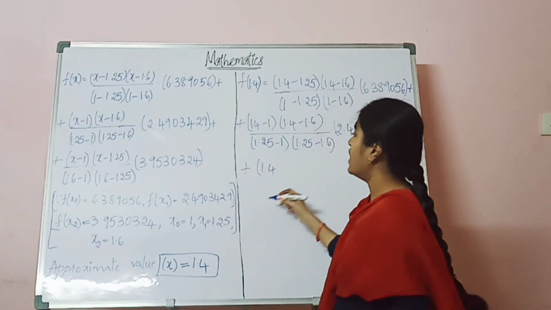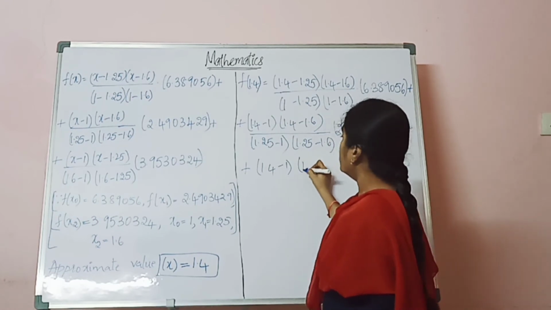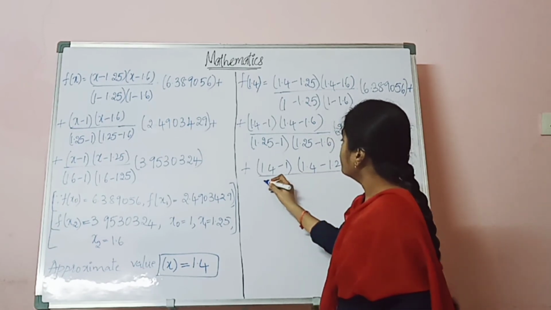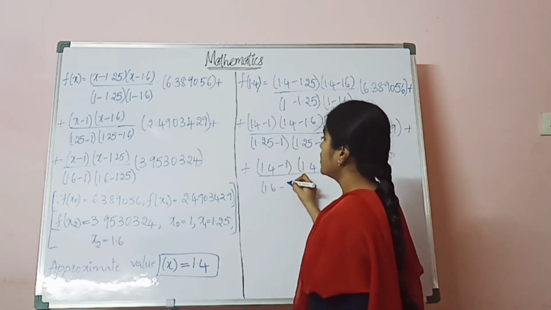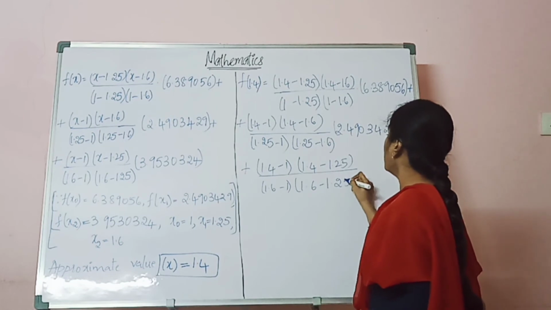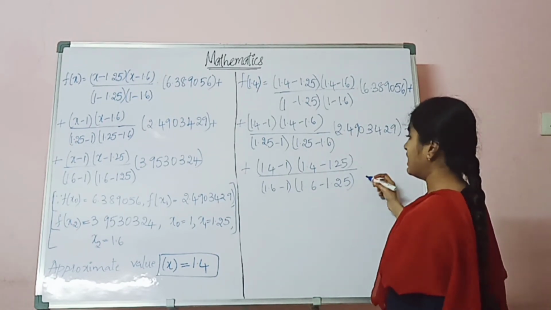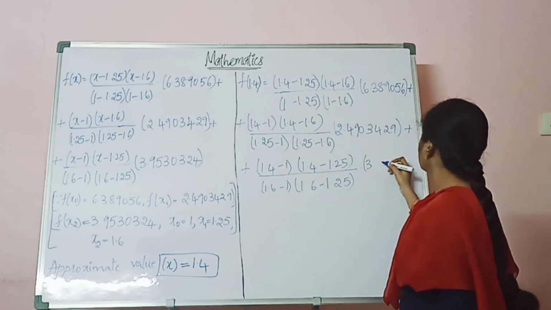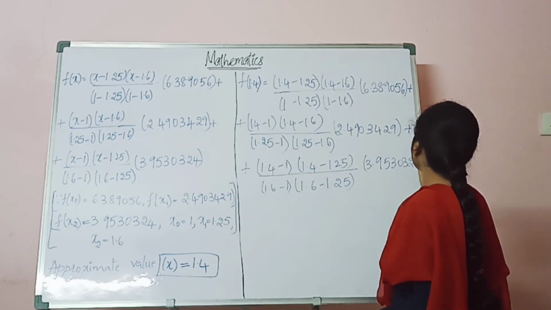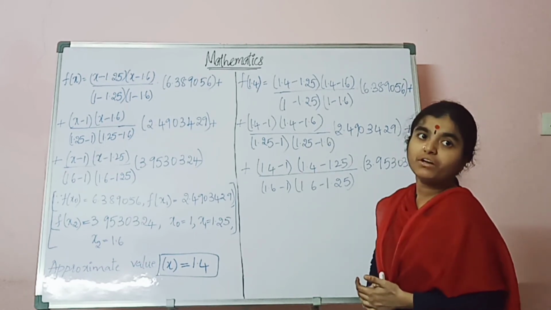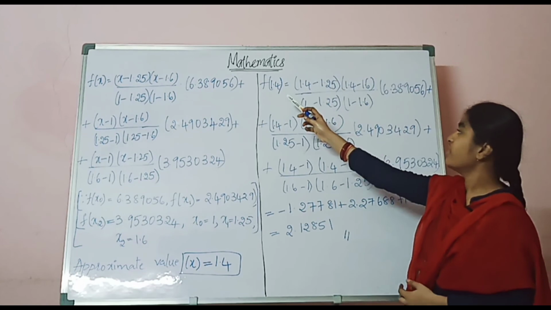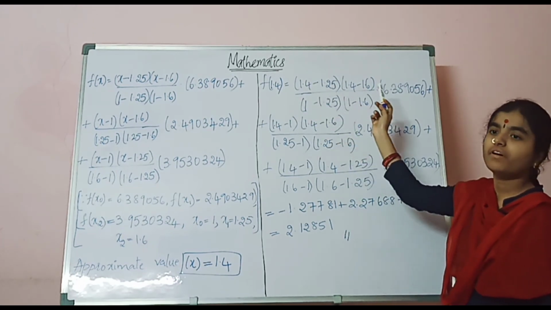1.4 in the place of x minus 1 into 1.4 minus 1.25, by 1.6 minus 1 into 1.6 minus 1.25 as it is. So f of x2 we take again as it is, 3.9530324. So what we are doing here is substituting 1.4 in the place of x. We have just substituted 1.4 in the place of x.